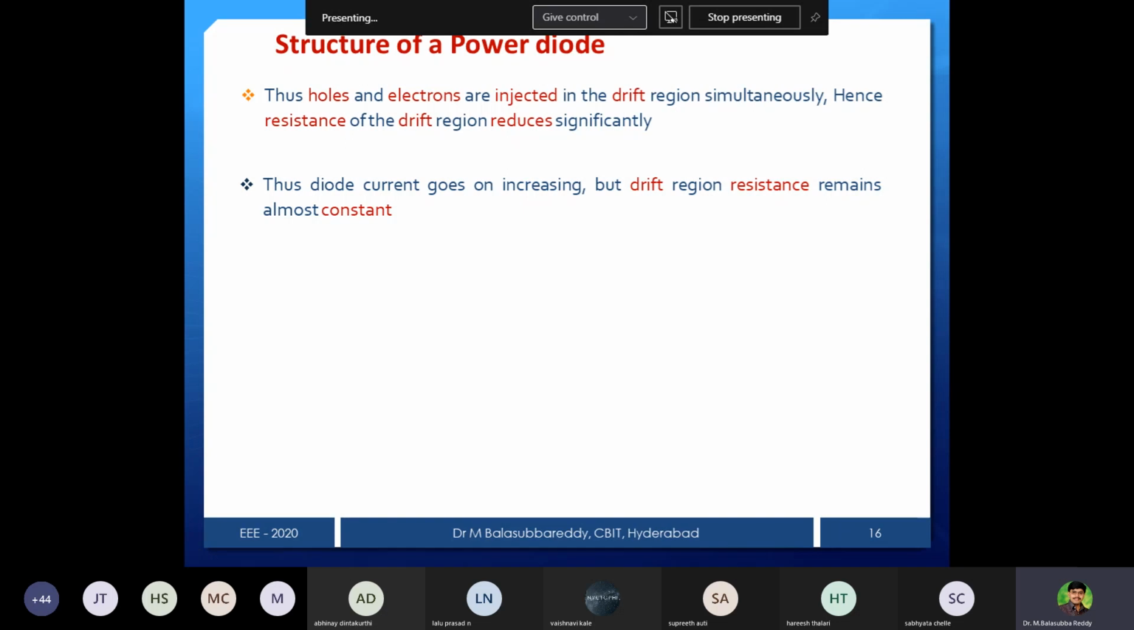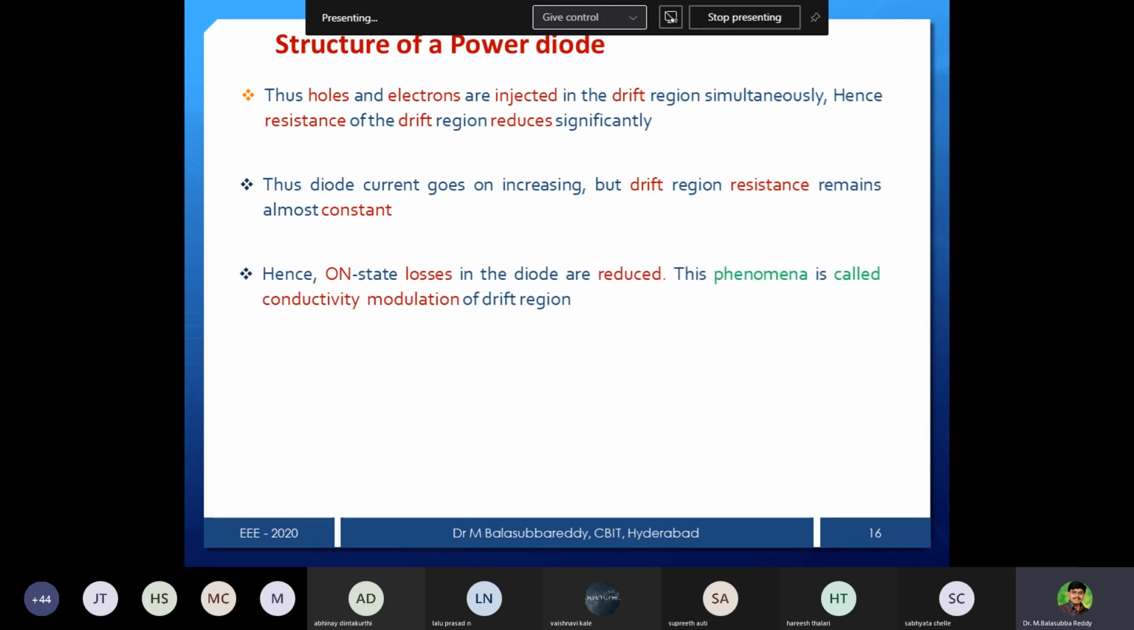Current goes on increasing, but the drift region resistance remains almost constant. Under operating conditions, the drift region resistance will be maintained constant, while the current increases because the device is on. Hence, on-state losses in a diode are reduced. This is what we require also.